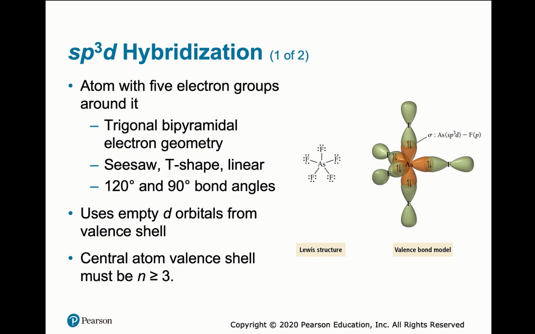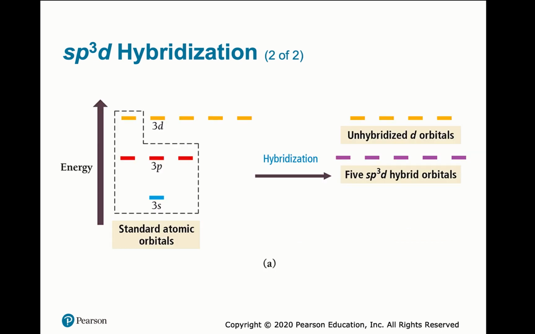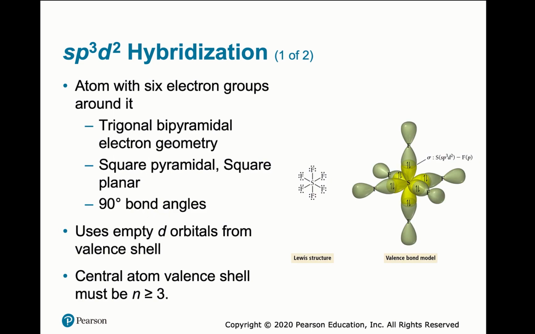So sp3d hybridization, that is if you have an empty d orbital, this is only for period 3 and above in the periodic table. And this is when you can have seesaw, T-shaped, linear, at least for the trigonal bipyramidal electronic geometry. So here is the bonding scheme, at least using the electron orbitals. You have the 3s and the three 3p's, and then one of the 3d's forms the five sp3d hybridized orbitals.